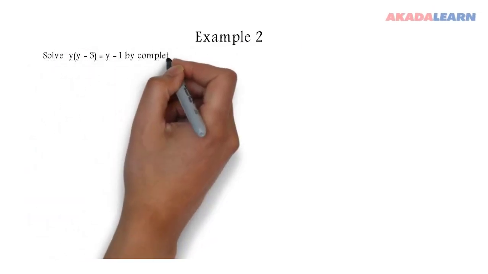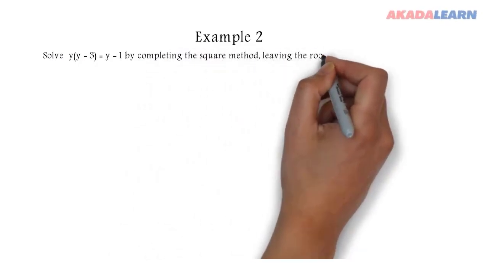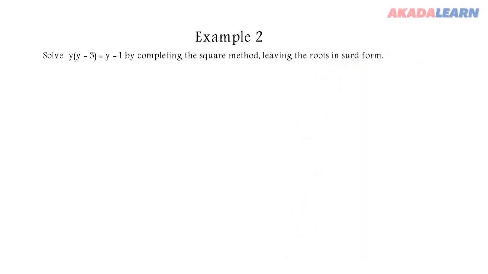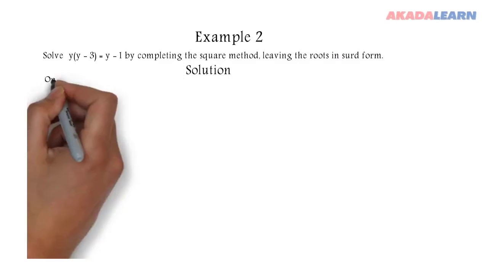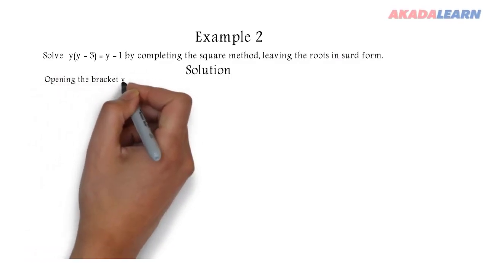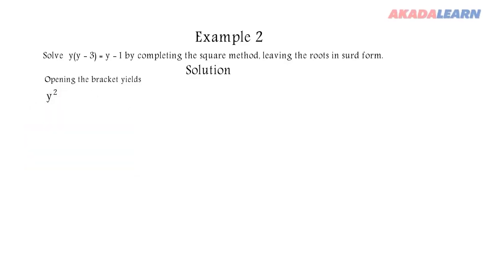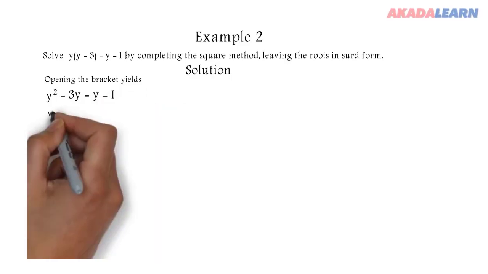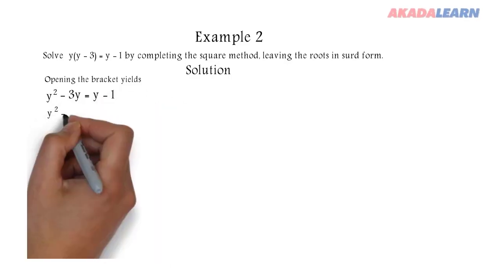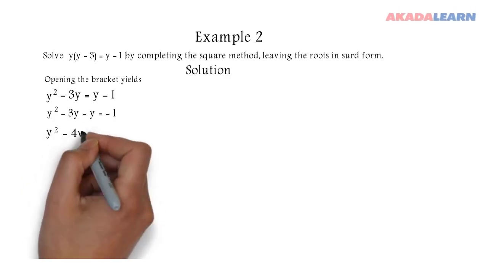So we are to solve y open bracket y minus 3 close bracket equals y minus 1. We use the completing the square method, and we leave our answer in surd form. Since there's a bracket, the first thing we are going to do is open the bracket on the left hand side. When we do that, we have y squared minus 3y, everything equals y minus 1. So we subtract y from both sides of the equation. We have y squared minus 3y minus y equals minus 1. We simplify minus 3y minus y, which is minus 4y.